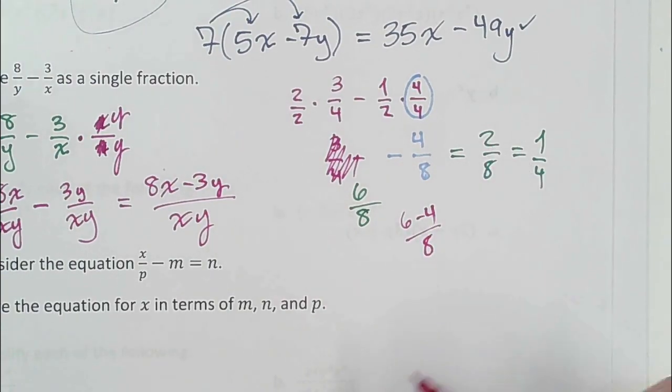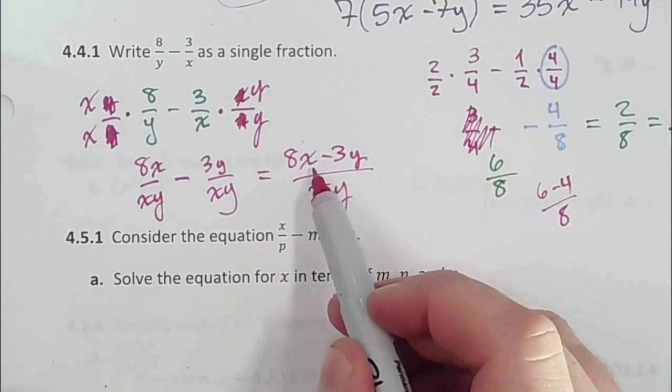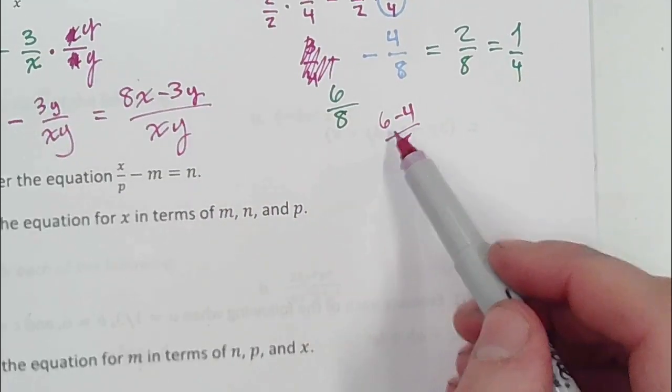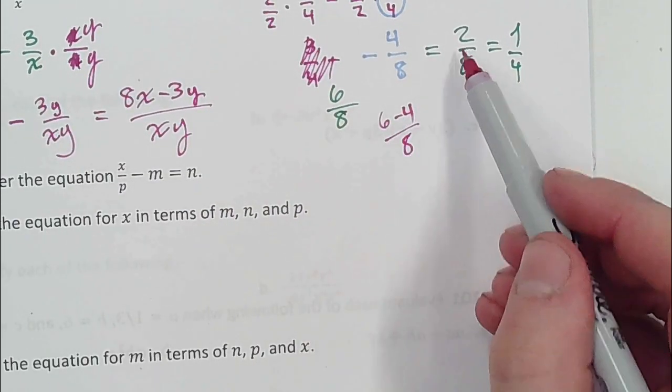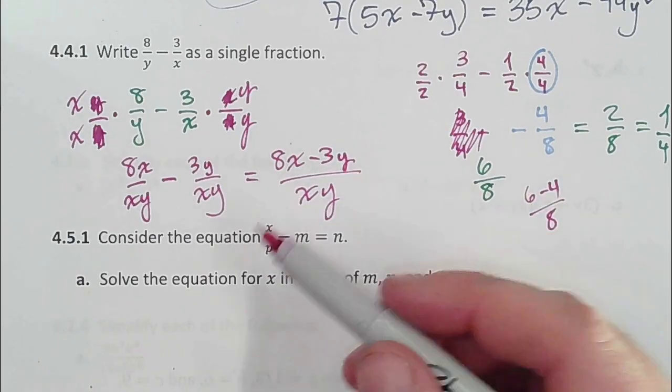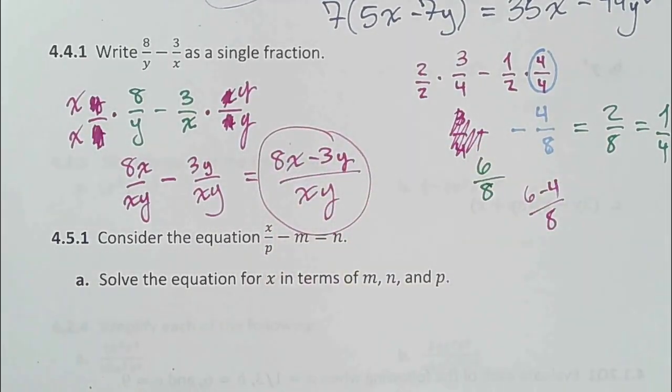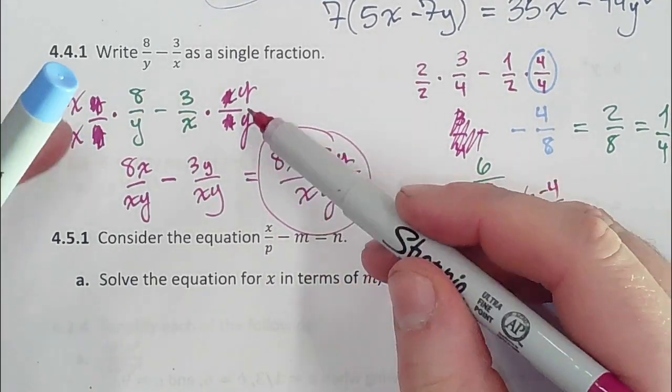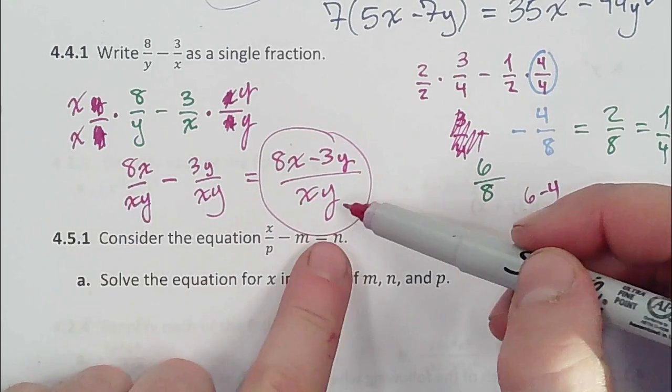6 minus 4 is just 2. Here we can't combine them because they're not like terms, but here we could. 6 and 4 are easy to combine. 6 minus 4 is 2. 8x minus 3y, well, it's just 8x minus 3y. So again, getting those common denominators is key, and once you have it, you can write it all over the same denominator.